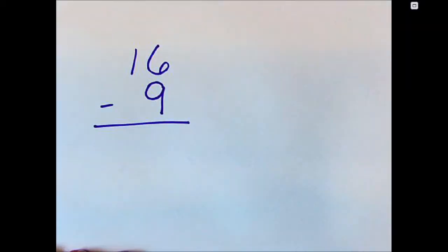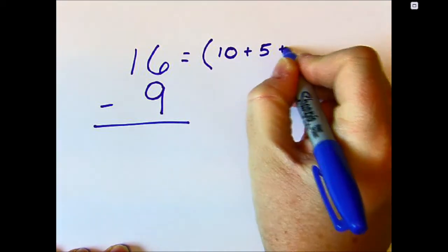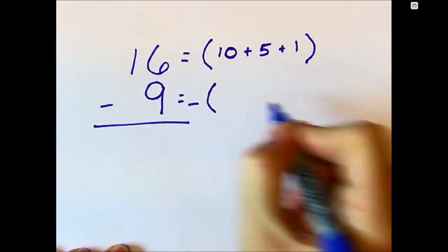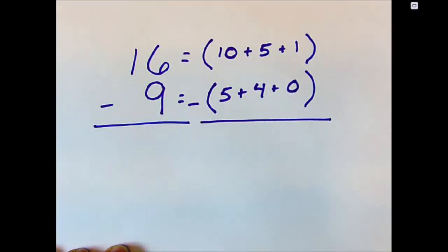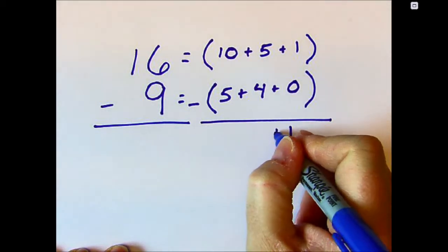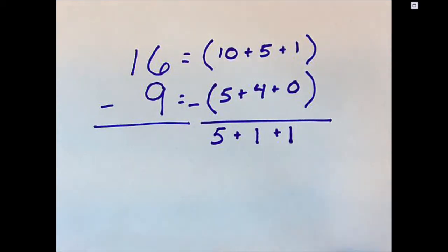So using the same problem, let's take a look at it in a different way. This time I'm going to decompose both the minuend and the subtrahend. 16 will become 10 plus 5 plus 1, and 9 will become 5 plus 4 plus 0. 1 subtract 0 is 1, 5 subtract 4 is 1, and 10 subtract 5 is 5.